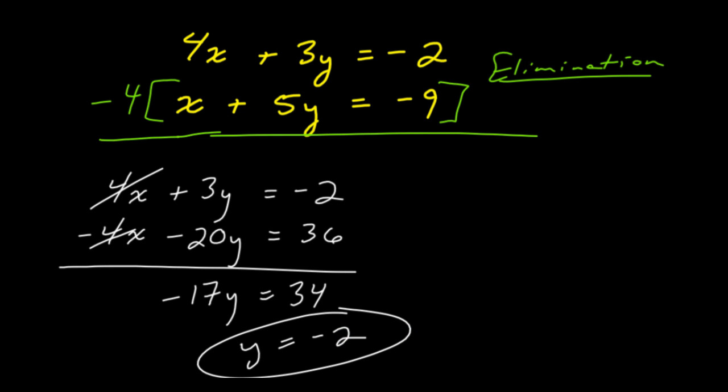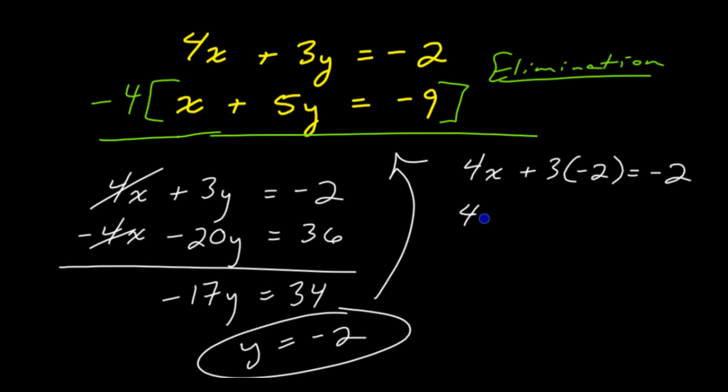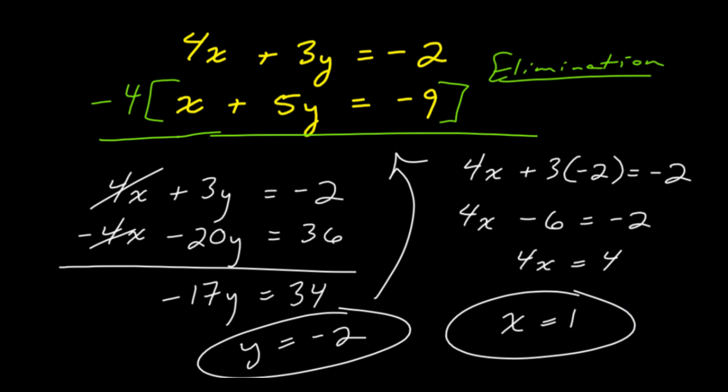Which is great. We can plug that back into the original equations. Pick one, does not matter. We'll go with the first one again, 4x plus 3y equals negative 2. Plug in negative 2 for y. So we get 4x minus 6 equals negative 2. Hopefully this looks familiar because it's the same answer that we got when we used substitution. Elimination and substitution, and graphing for that matter, will all give us the exact same answers.